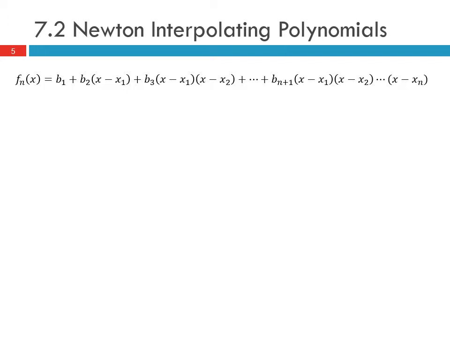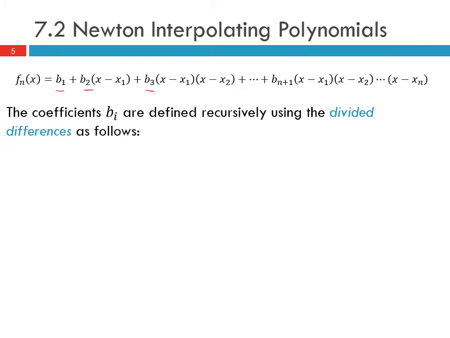Now the unknown coefficients in this expression are the bi's, the b1, b2, b3, etc. The coefficients bi are defined recursively using the divided differences as follows. So b1 is equal to y1, b2 is equal to the divided difference of y1 and y2. We use these square brackets to denote the divided differences in this context. And this is defined as y2 minus y1 divided by x2 minus x1.